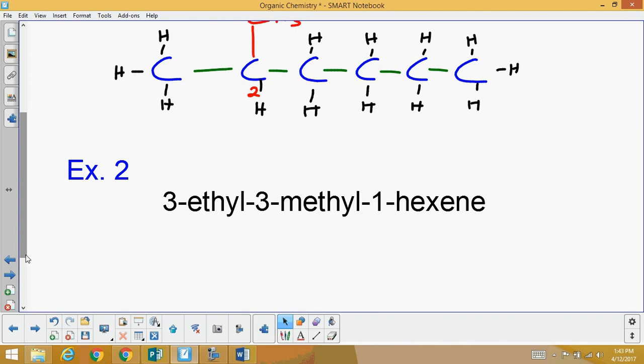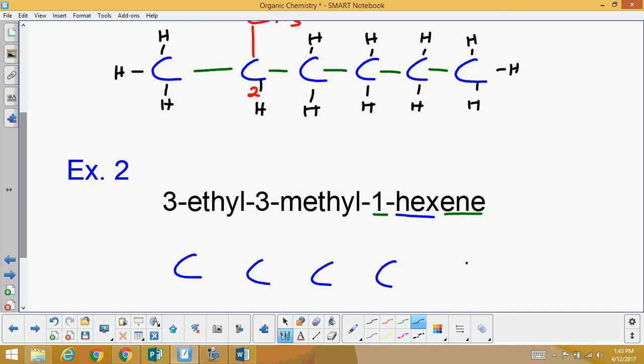3-ethyl, 3-methyl, 1-hexene. So I'll start in the back again. It's an ene, so there's at least 1 double bond. Where's the double bond going to be? It's going to be at carbon number 1. And how many carbons are there? Again, there are hex, so there are 6 of them. So 1, 2, 3, 4, 5, 6. Double bond, once again, is at the first one. So there's our double bond. There's only 1. Everything else gets a single bond.